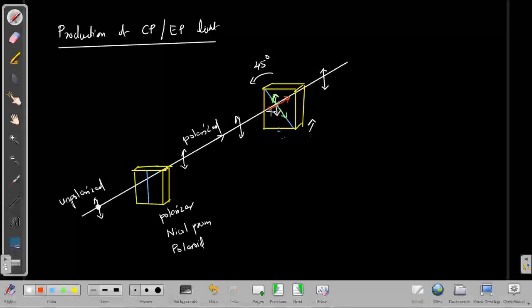Okay, so you will get two lights. One is the light parallel to the path axis, that means you will get an ordinary light. So ordinary light would be oscillating like this, and extraordinary light would be oscillating perpendicular to it.